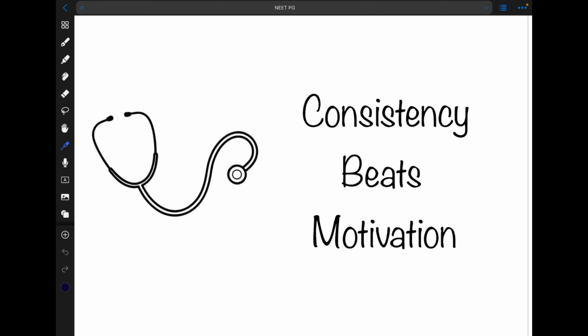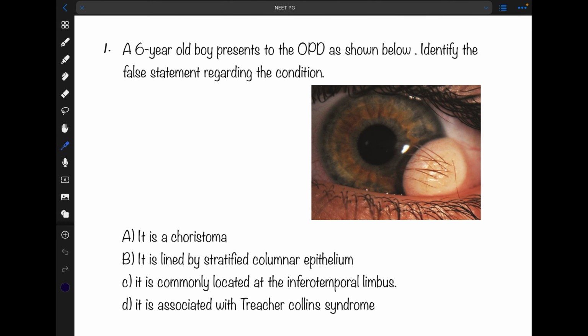Let's tackle today's MCQs. The first MCQ is: a 6-year-old boy presents to the OPD as shown below. Identify the false statement regarding the condition. As you can see in the image, this is the condition.